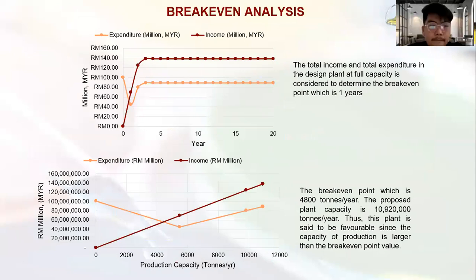Next, there are two types of economic analysis that we have done for our economic part. The first one is break-even analysis. From the first graph, we can see that the total income and total expenditure in the design plan at full capacity is considered to determine the break-even point at the first year. Next, at the second graph, the break-even point is 4,800 ton per year. The proposed plant capacity is around 10 million ton per year. Thus, this plan is said to be favorable since the capacity of the production is larger than the break-even point value.